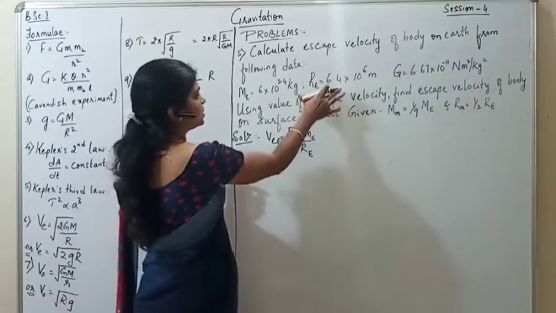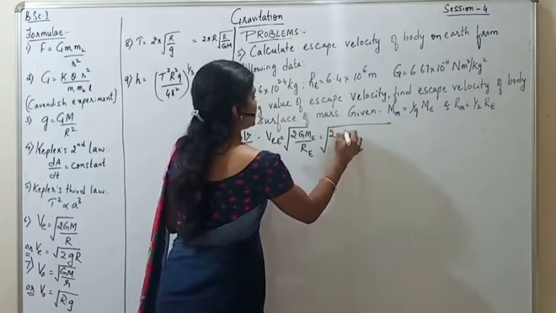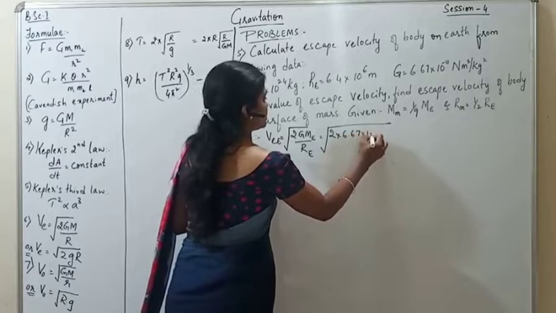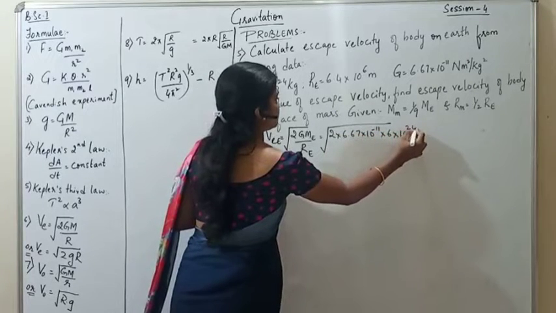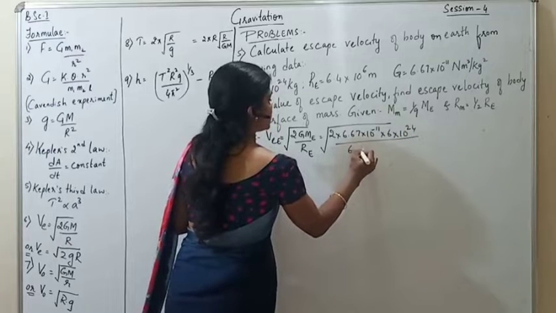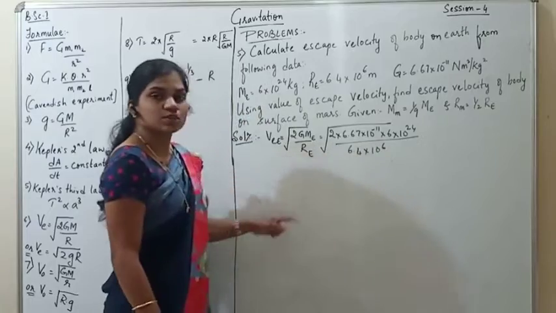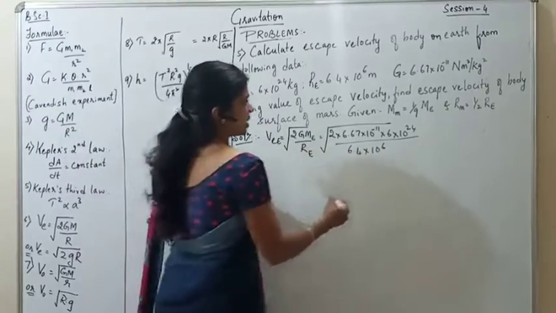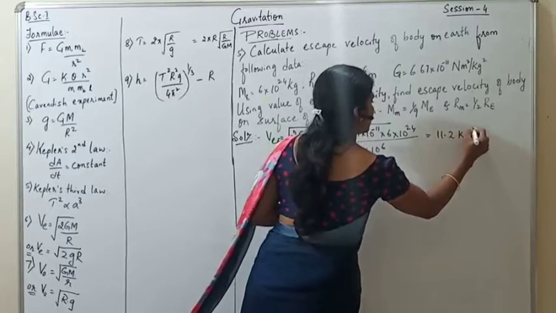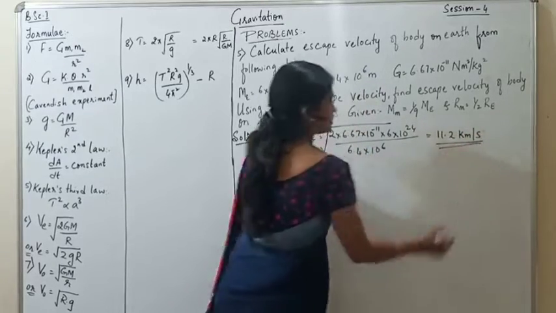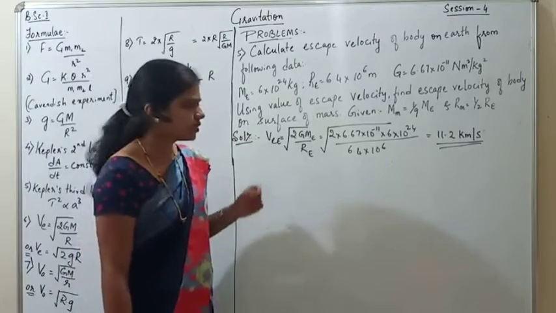So substitute the values. We have square root of 2 into 6.67 into 10 raised to minus 11, into 6 into 10 raised to 24, divided by 6.4 into 10 raised to 6. When we simplify, we get the answer to be 11.2 kilometer per second. So this is the answer we are going to get, right?